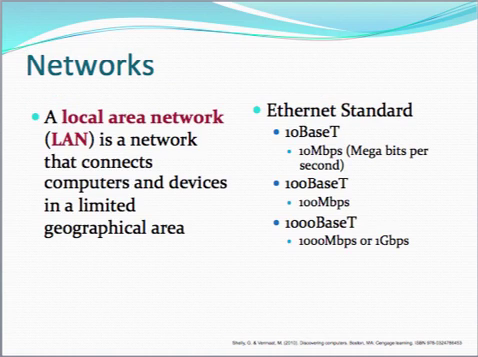Networks. Now let's see the different types of networks. One is called the LAN, or the local area network. A local area network is a network that connects computers and devices in a limited geographical area. And the Ethernet standards for data transfer are 10BaseT, 100BaseT, and 1000BaseT.